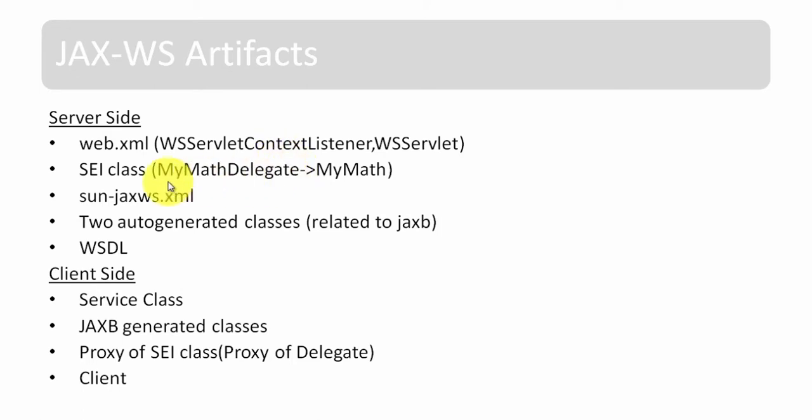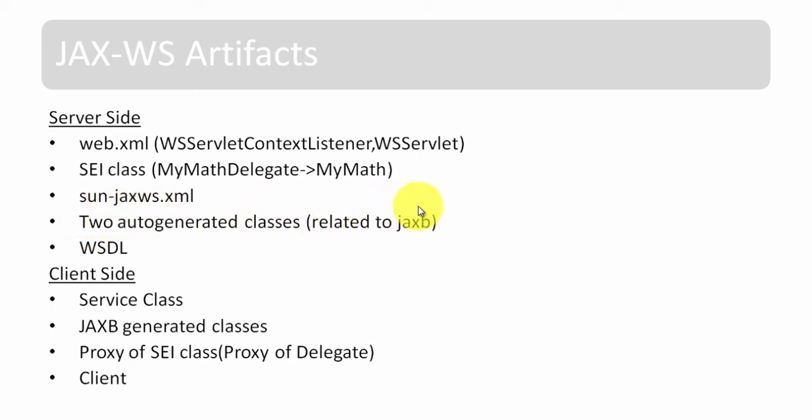MyMathDelegate is called the service endpoint interface class because that has the web service annotation. MyMathDelegate is responsible to call the MyMath program. sun-jaxws.xml is a JAX-WS related configuration file. We'll be doing certain configurations there also.